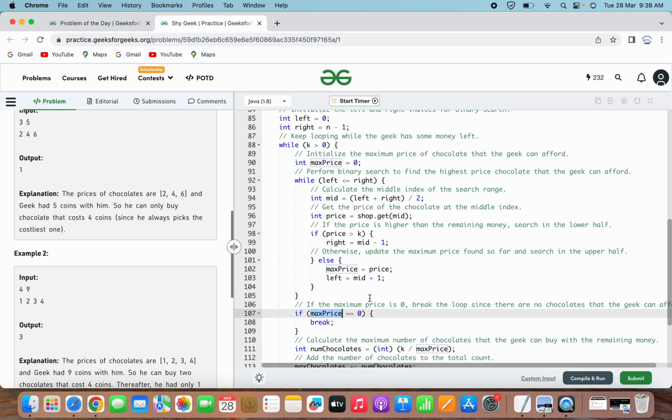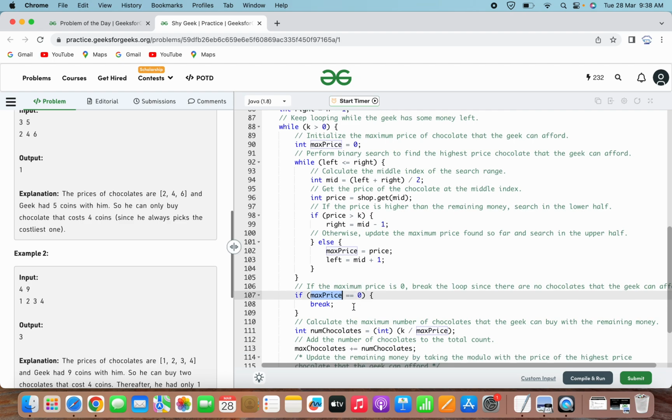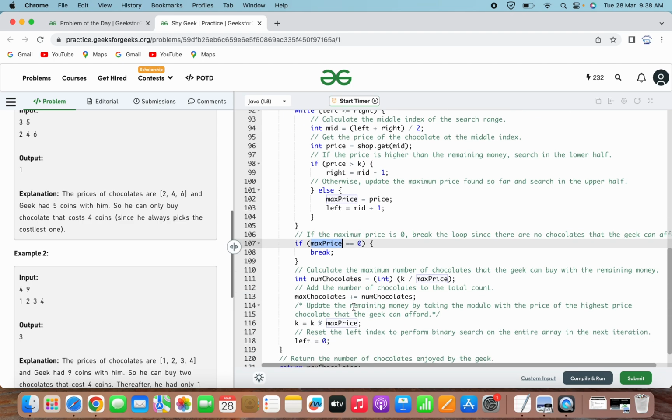So once the binary search is completed, it will check if the max price is 0. If it is, then there are no more chocolates that Geek can afford, so the function will break out of the loop. Otherwise, the function calculates how many chocolates Geek can buy by dividing k by max price using integer division, which discards the remainder. It then adds this value to the max chocolate. So this is the number of coins and this is the max price.